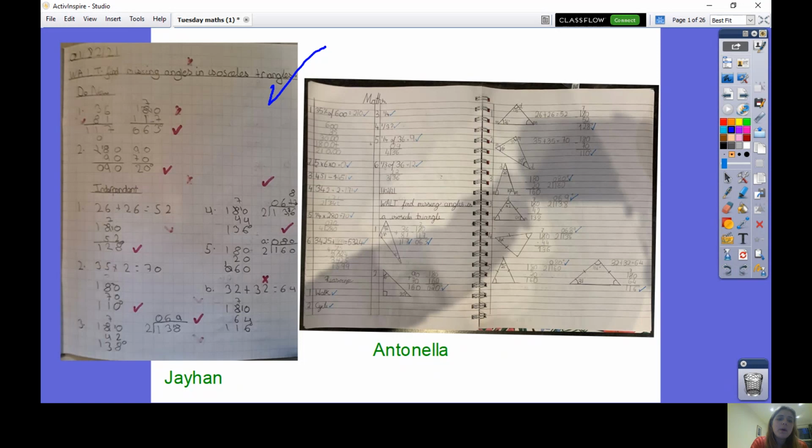For those of you who think your work would be improved by working on squared paper, please remember that you can collect a squared book from the school office if you need one.